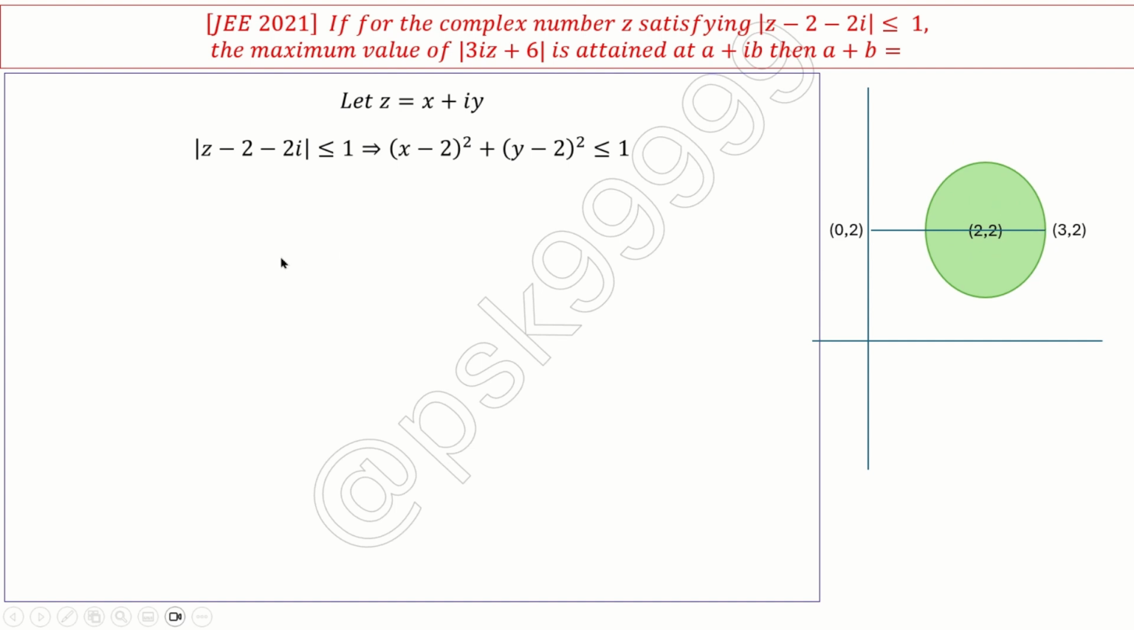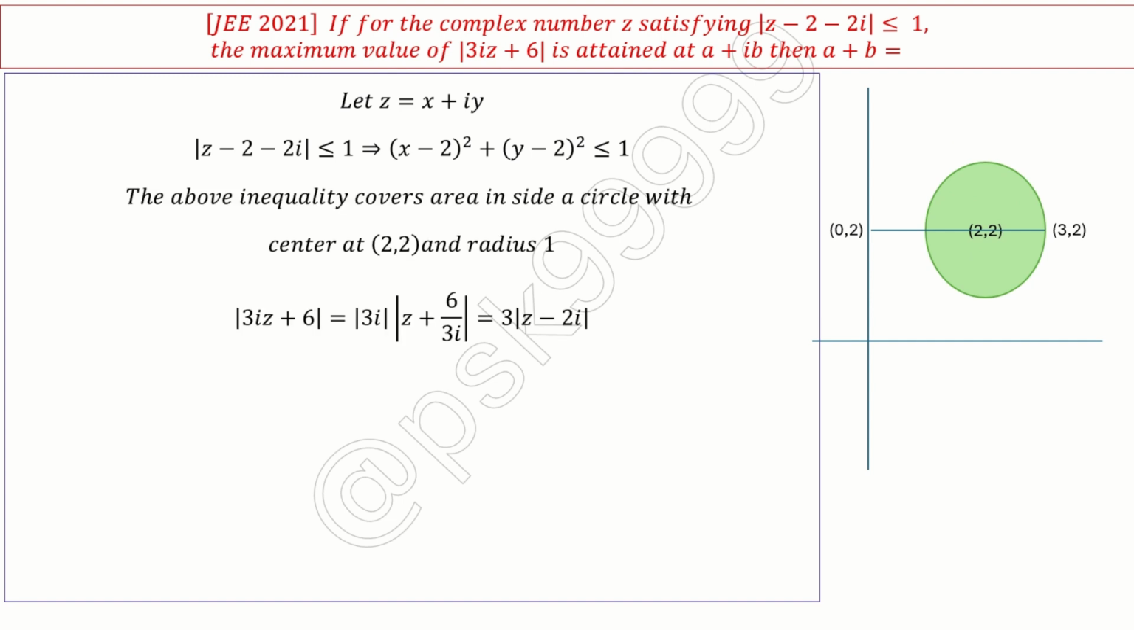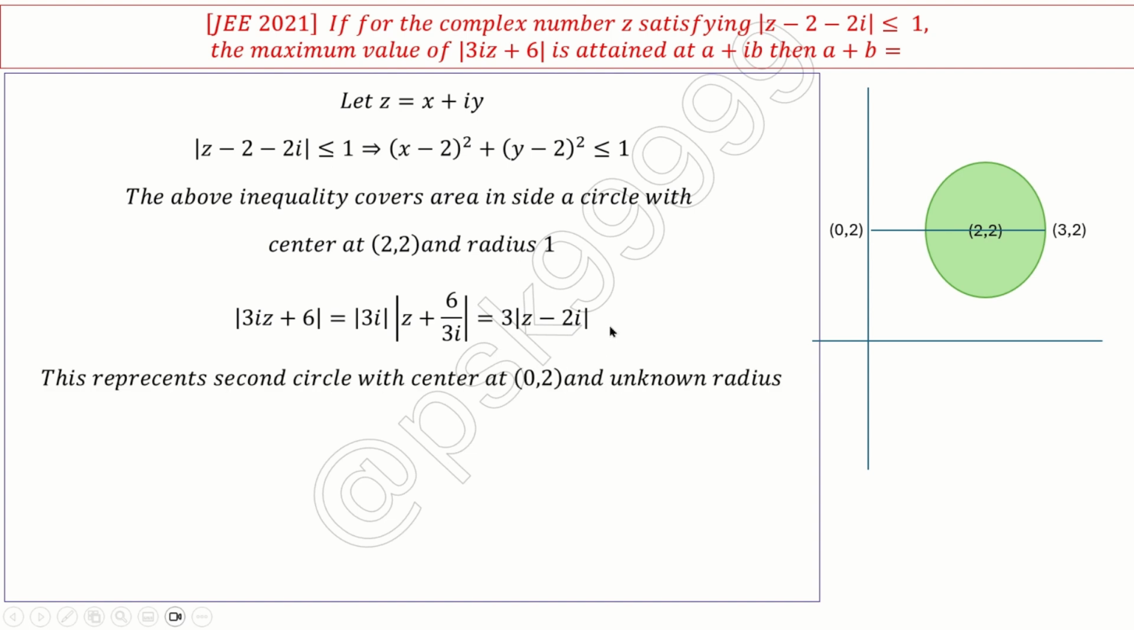Now what is the next one? We need to find the maximum value of modulus of 3iz plus 6. How do you get that? If I take 3i outside, it becomes modulus of 3i times modulus of z plus 6 by 3i. Modulus of 3i is 3, and 6 by 3 is 2, and 1 by i is minus i, so we get 3 times modulus of z minus 2i. This is also the equation of a circle of unknown radius, which means its center is at (0, 2).